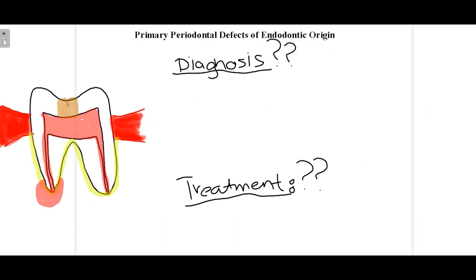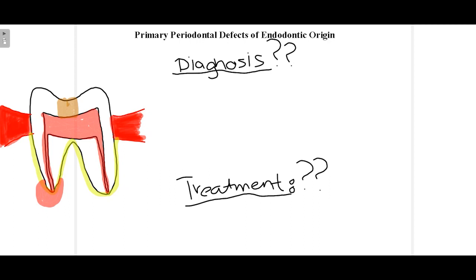Okay, so now there's a patient with a primary periodontal defect of endodontic origin. That means that the lesion started from the pulp, which you can see over here. There is a carious lesion, and this carious lesion invaded the pulp, and down below it formed the periapical lesion, and this periapical lesion traveled up and affected the periodontium. So the lesion is a periodontal lesion with an endodontic origin.